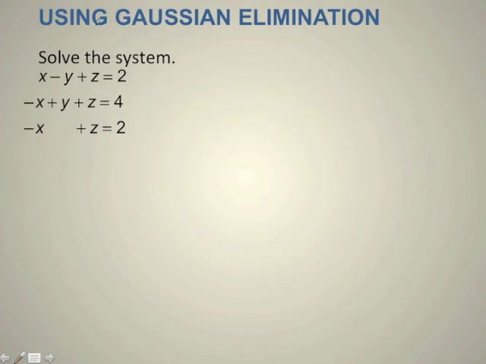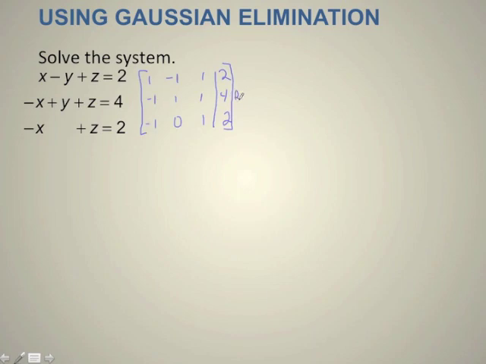Now we'll try Gaussian elimination with a system of 3 equations. So starting my augmented matrix, I'll have 1, -1, 1, 2, -1, 1, 1, 4, -1, 0 for the y since it's missing, 1 and 2. First thing, I needed a 1 in the first row, first column. I've got it. So I'm going to start right away with getting the zeros here.